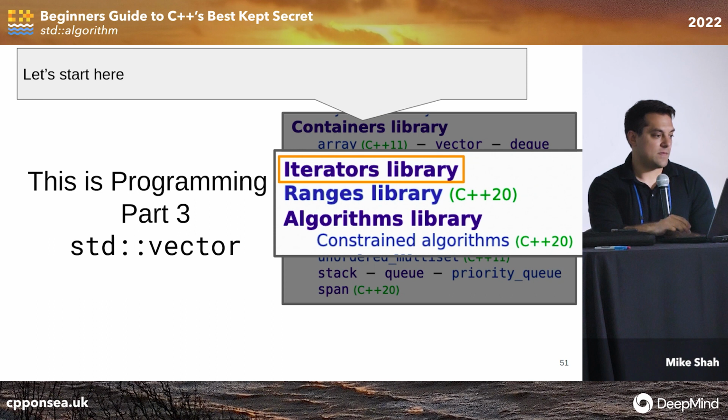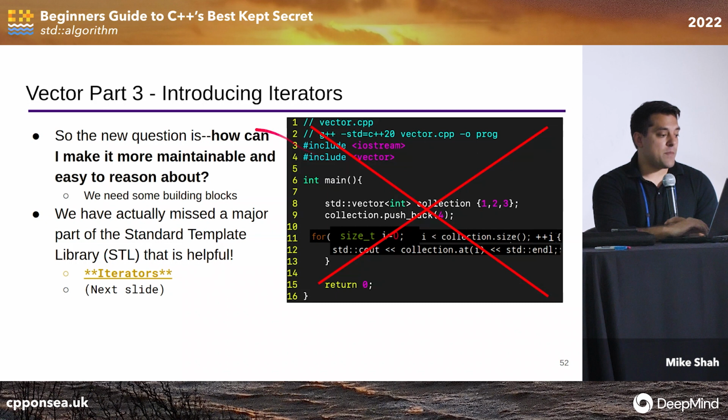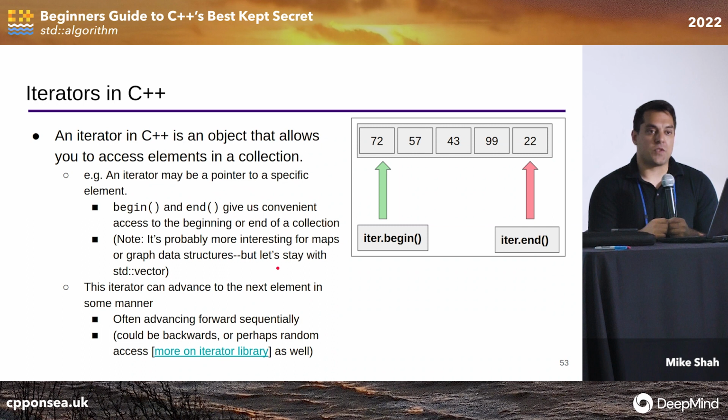So again, with this question in our mind of how can I make more maintainable and easy to reason about code, usually we need some building blocks, some sort of abstractions that are going to help us write better code. And we've actually missed a really major part of the standard template library, that is iterators, as I've highlighted here. So what is an iterator in brief in C++? Well, it's some object that allows you to access elements in a collection. Some sort of pointer to some specific element.